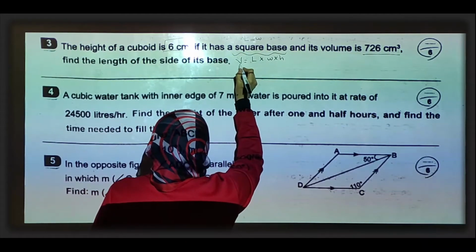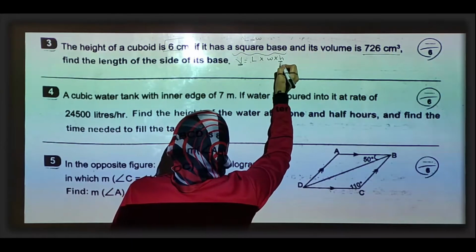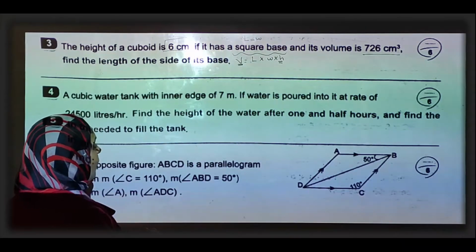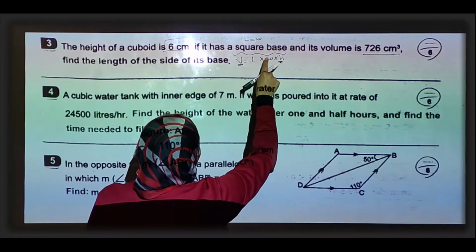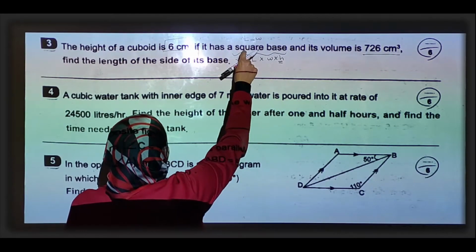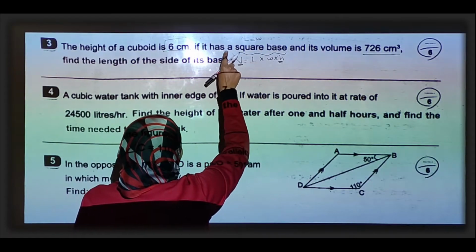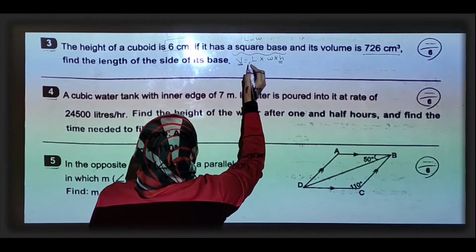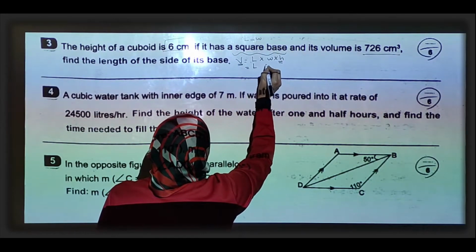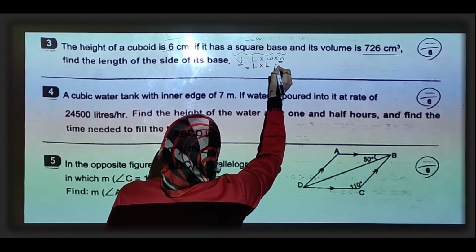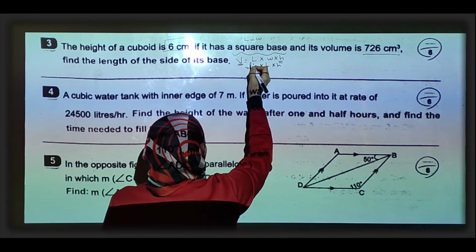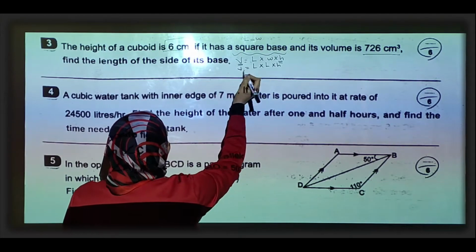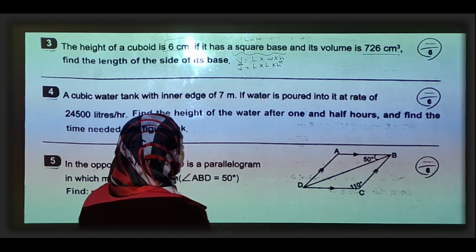Now we know the volume of the cuboid and its height. We want to find the length and the width. From this, we say the base is square, so the length equals the width. So we can replace width with length, or length with width. The volume equals length times length times height.